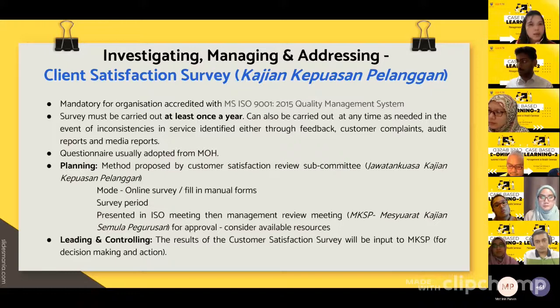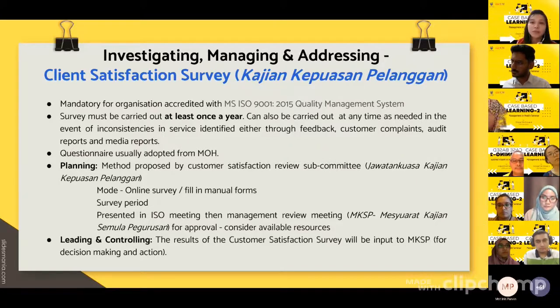It is optional. Often, planning for this survey is routinely made by the Customer Satisfaction Review Subcommittee, which sits under the organization ISO committee. This subcommittee will propose the method of delivery and survey period, and present it at the ISO meeting. It is then brought up to the management review meeting, known as MKSP, which stands for Mesyuarat Kajian Semula Pengurusan, for approval based on available resources, targeted number of responses, and also the target population. The survey will then be announced to the clients to obtain responses, and after the survey period, a report of the survey will be prepared by the subcommittee and presented in the review meeting to the top management for decision making and action plan for improvements.